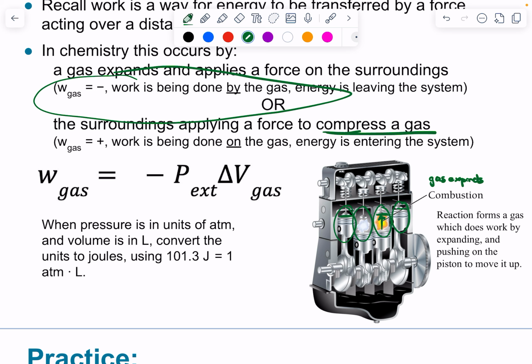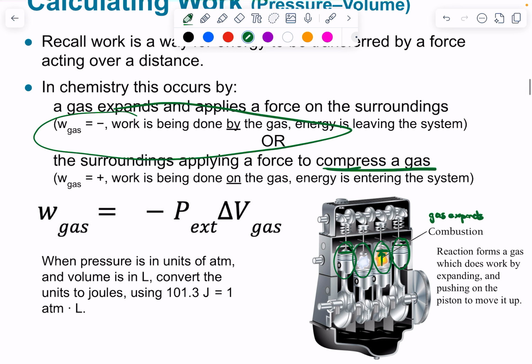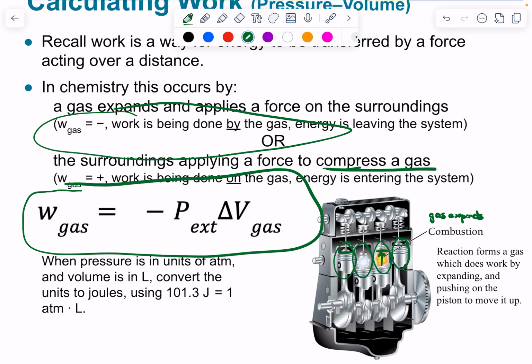Okay, so the equation that we use to calculate work is negative P, pressure, times the change in volume of the gas. That's it. Now, don't forget, for like the millionth time, change should be final minus initial. So it should be the final volume minus the initial volume. That's what's going to give you the correct sign.